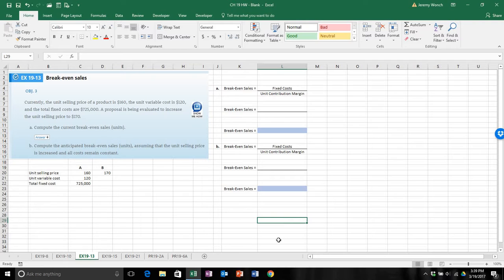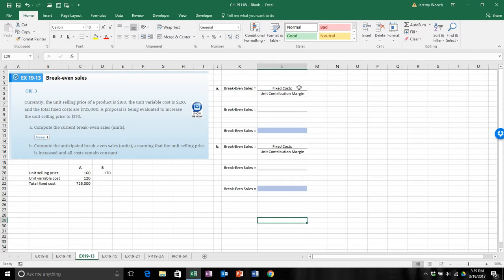And so in this situation, we're selling a product for $160. We have a variable cost of $120 and fixed cost of $725,000. And it says we're also considering upping our sales price from $160 to $170. And so it says first, hey, calculate the break-even sales in units.